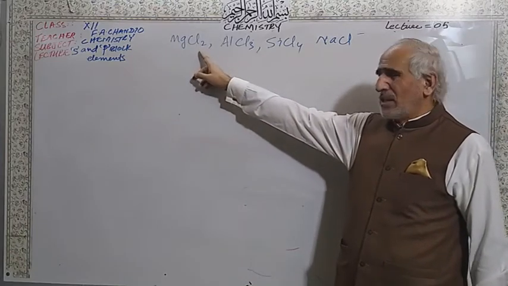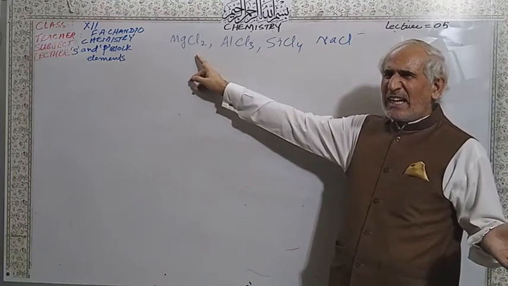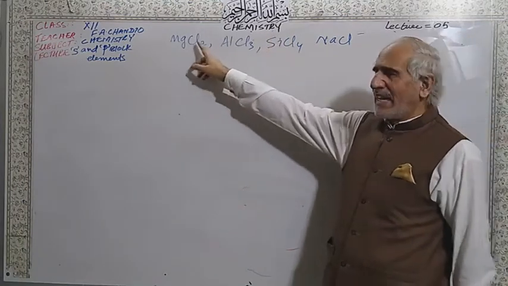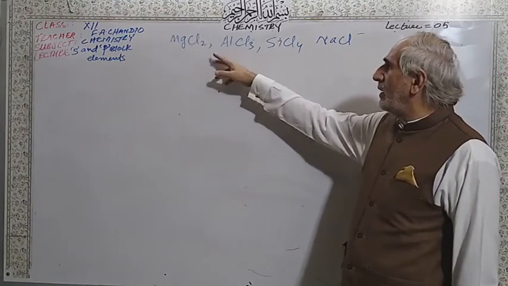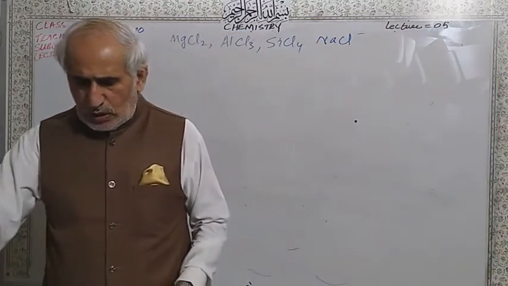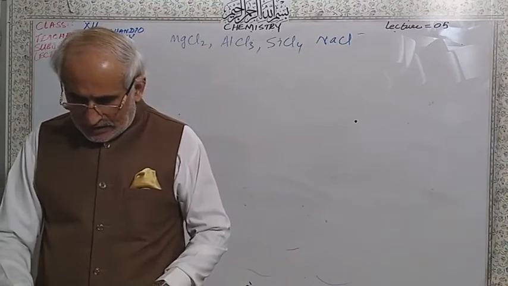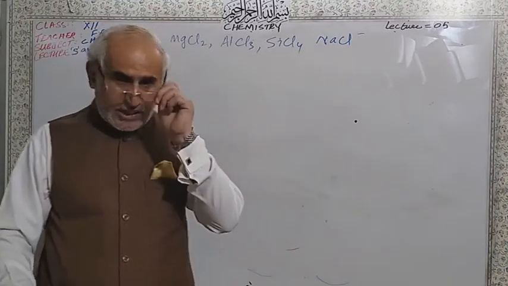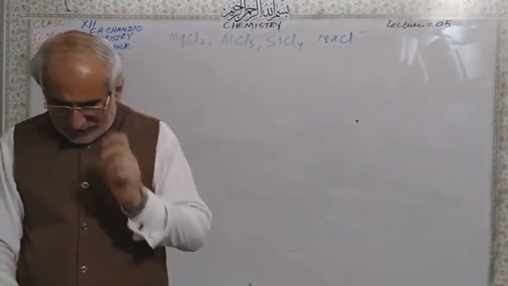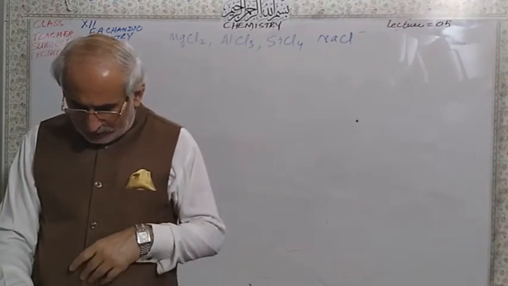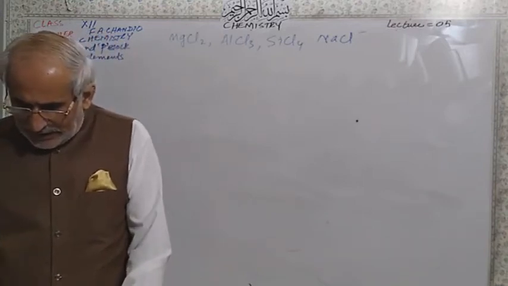Magnesium chloride, aluminum chloride, silicon tetrachloride, and sodium chloride. So acidic, when we completed the behavior of the oxides and chlorides of the S and P block elements. So silicon tetrachloride has an acidic character.